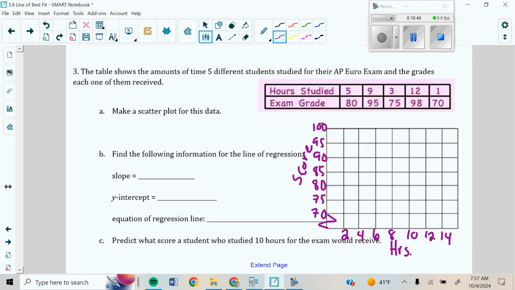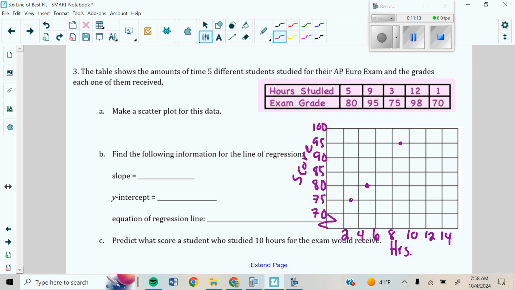Now, not all of them are going to be nice and on actual lines, and that's okay. So 5 hours studied has a score of 80. So we're going to go between the 4 and 6 and all the way up to 80. 9 hours had a score of 95. So between the 8 and 10, up at 95. 3 hours had a 75. So between 2 and 4, we're up at 75.